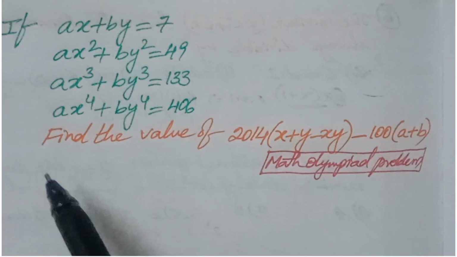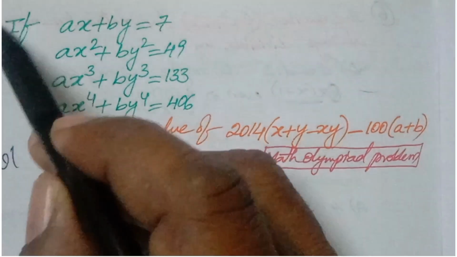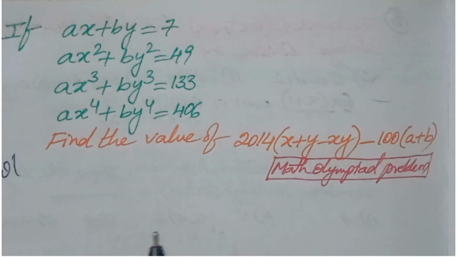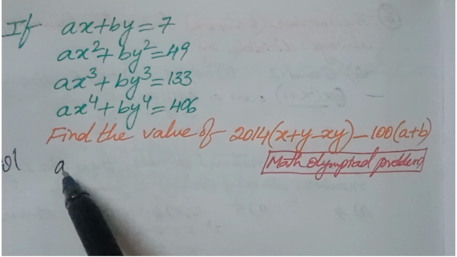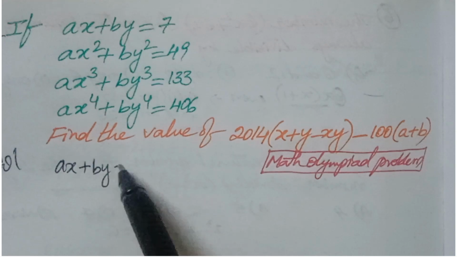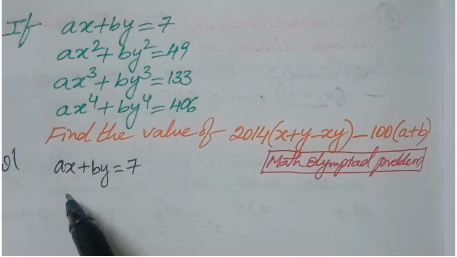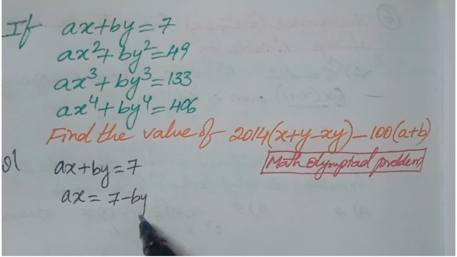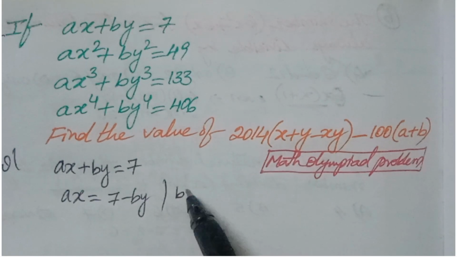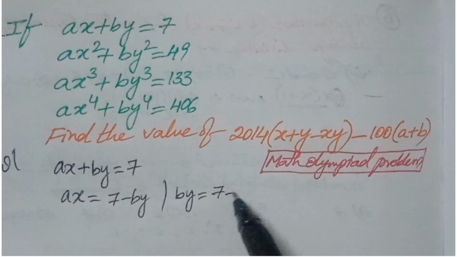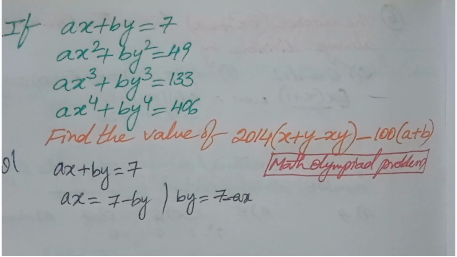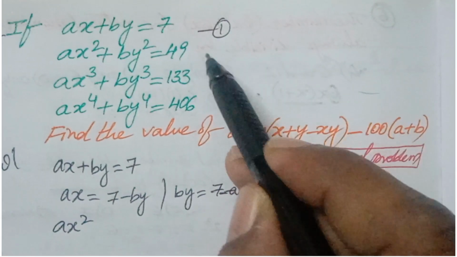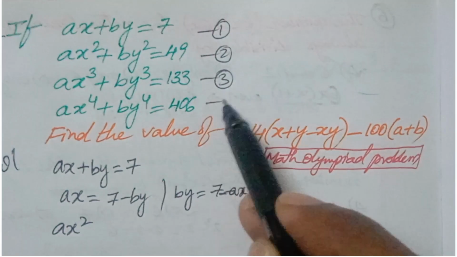So here the question is given. First of all, I am taking the value ax plus by. Ax plus by is equal to 7. So from this you can write ax equal to 7 minus by. In the same way, you can write by is equal to 7 minus ax. Now I am taking the second equation. Let us number these equations 1, 2, 3 and 4.